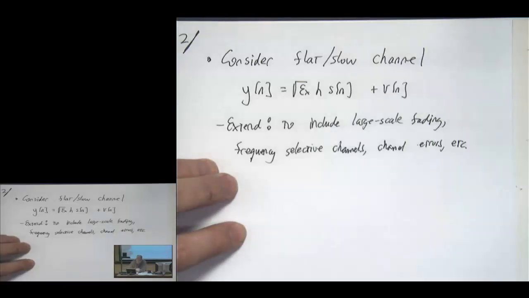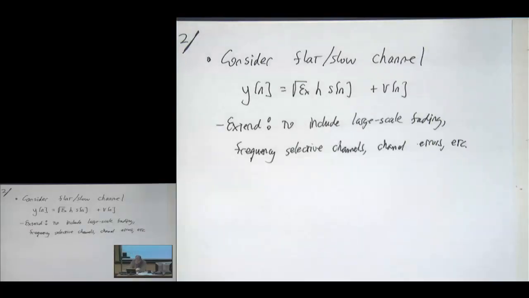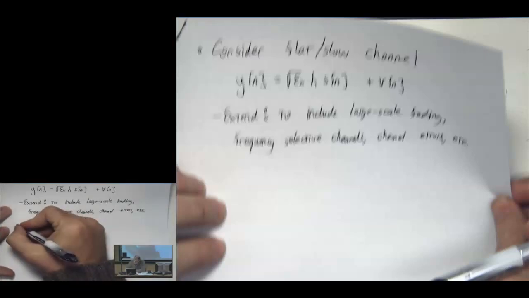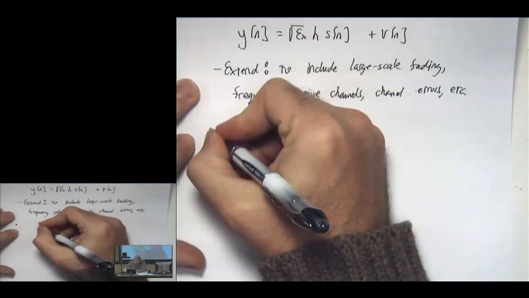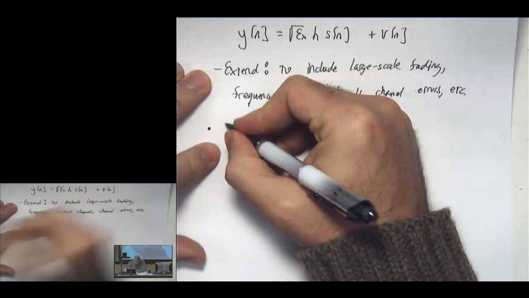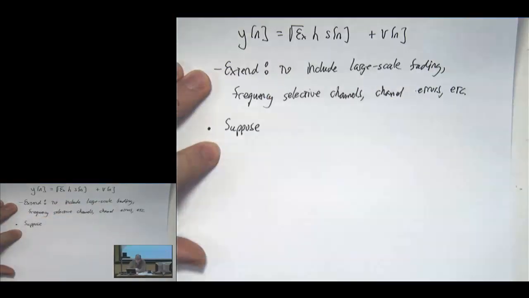But we're going to start with this simple model here. Now, before getting into the actual calculations, I want to explain something about how we're going to be thinking about this channel as a random variable. You can think about it that we're going to communicate over different realizations of the channel.